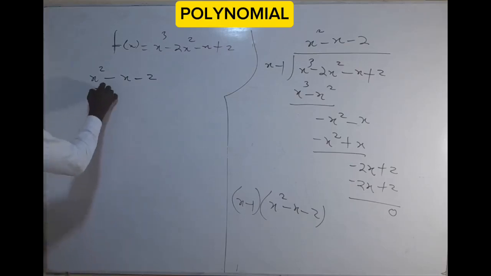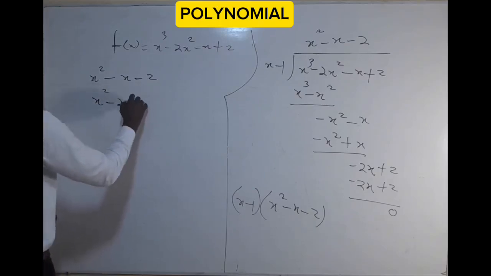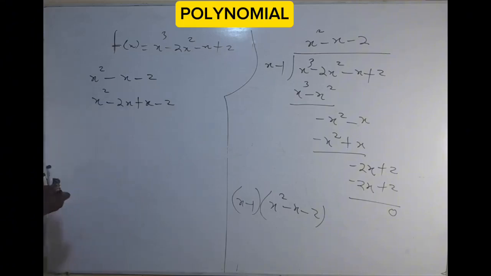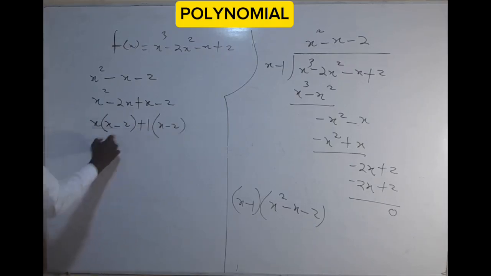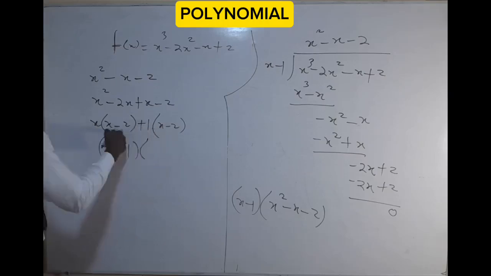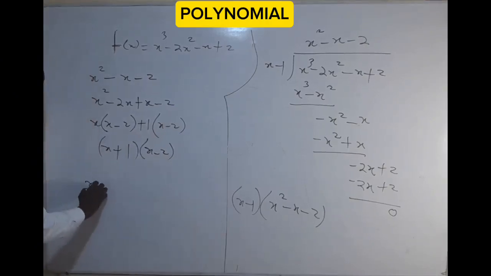So we have x squared minus 2x plus x minus 2. Why? Because minus 2 plus 1 will give us minus 1, and minus 2 times 1 will give us minus 2. Now let's simplify. We factor x out. Because it's x squared, we have x minus 2 here. We factor 1 out, then we have x minus 2. So the first factor here is x plus 1. Look at the terms we have outside the bracket. And we maintain one of these because they are the same. That's x minus 2.